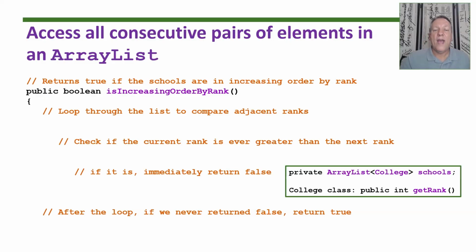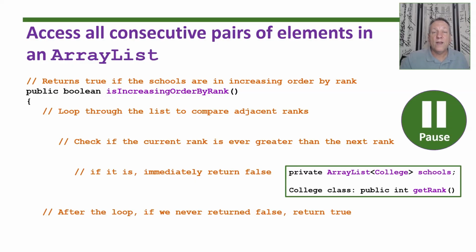That's our algorithm in comments. Don't forget that we have our private array list of colleges called schools, and we have a method in the college class called getRank, where we can determine what the rank is for each individual institution. So give it a shot implementing this. Go ahead and hit pause right now, and we'll be back to look at the code.